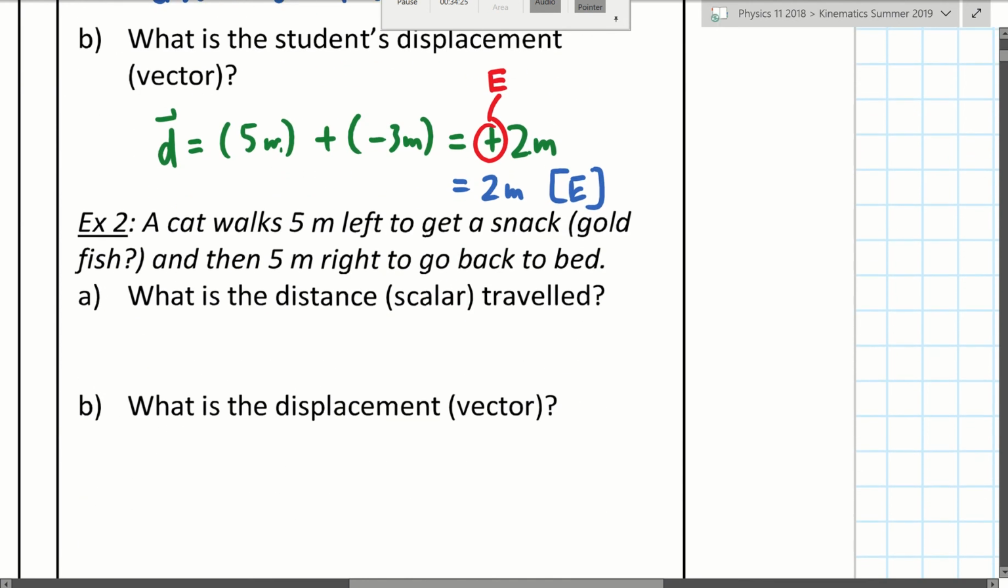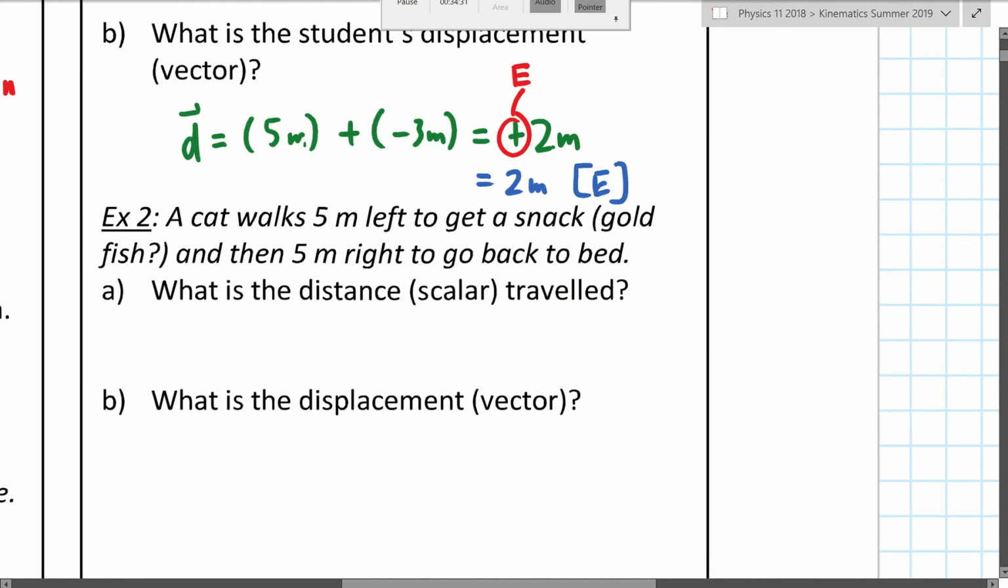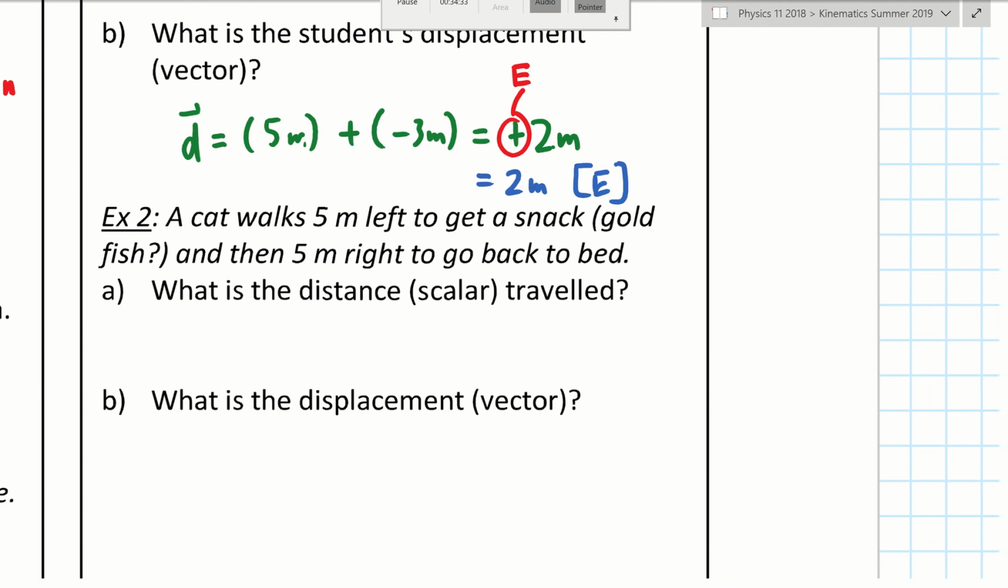A cat walks 5 meters to the left to get a snack, which is a goldfish, not an actual goldfish. It's just a snack goldfish. See, we're not being violent in here. It's just those goldfish crackers, right? And then 5 meters right to go back to bed.